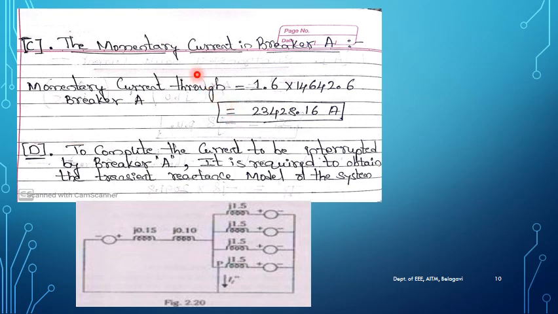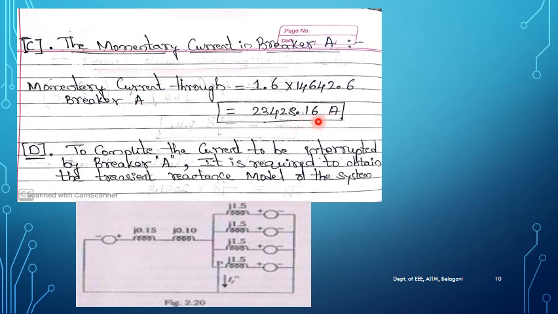The second question was to find out the momentary current in the breaker A. While discussing the topic on selection of circuit breaker, I mentioned to consider the multiplication factor of 1.6, right? So to find out the momentary current, you are going to multiply 1.6 with this value, so that you are going to get the momentary current through the breaker as this much amount of value.